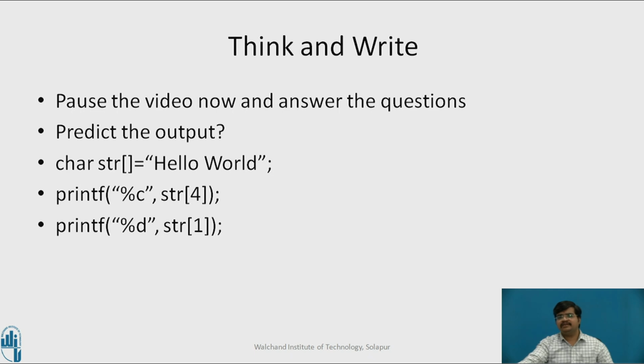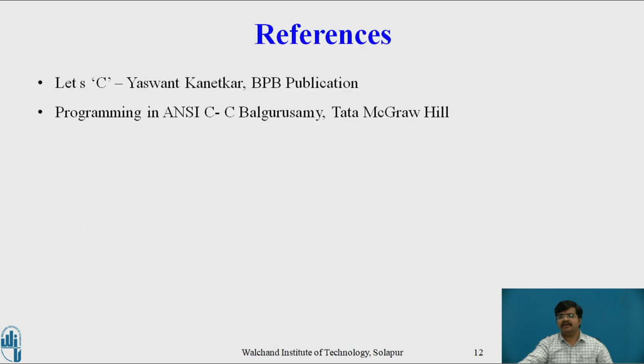And observe that in the last statement printf %d str[1], whenever we print in this way, it will print the ASCII value of that particular character. Observe that small e is the character present at index position 1. So this printf will print the ASCII value of e, that is 101. So in point number 4 it will print the character, and in point number 5 it will print the ASCII value of a specific character.